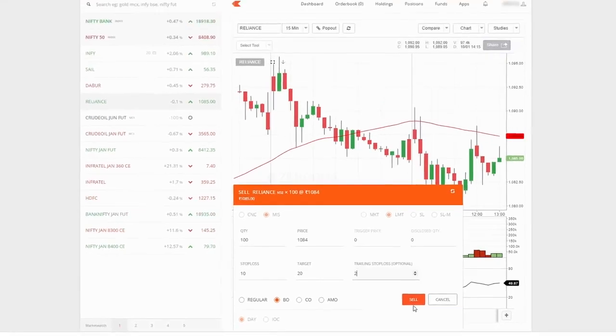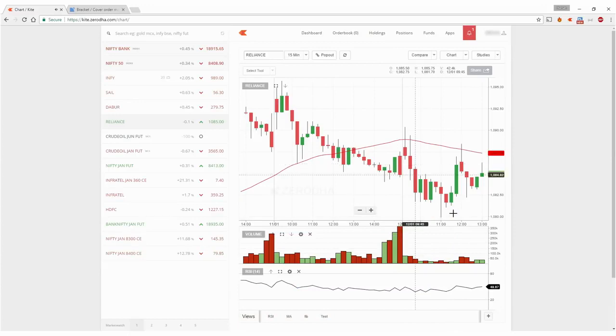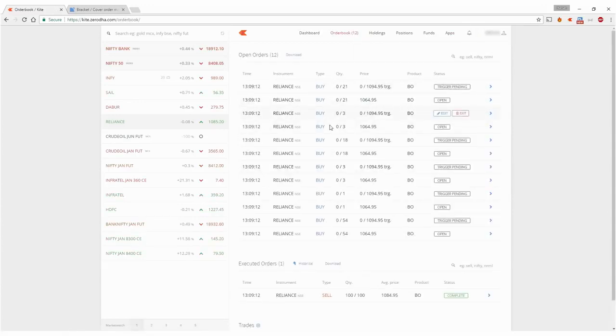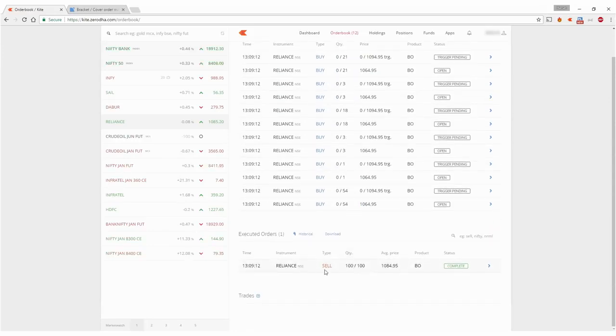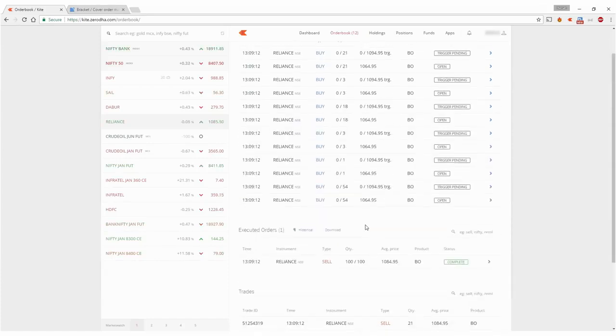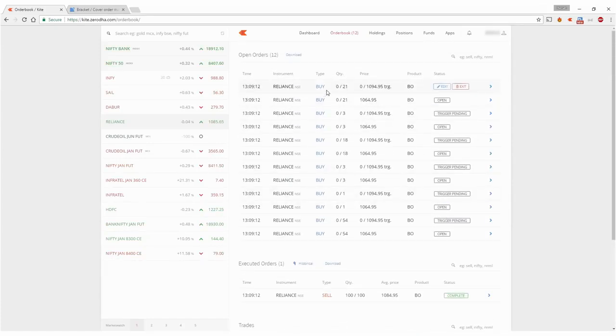So let's place this order and see what happens now. There you can see my order has been placed. If I look at the order book, I have so many orders here. So what happened was, I placed an order to sell 100 shares of Reliance as a bracket order, and this got executed in 6 trades, which means that I have 6 stop loss orders and 6 target orders along with the trail.